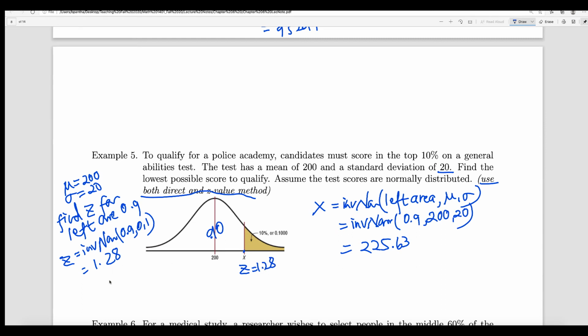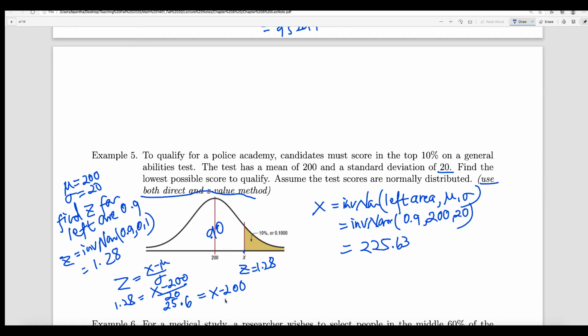Now what formula do you use? You use G equals X minus mu over sigma. So 1.28 equals X, you need to find out X, minus mu is 200, sigma is 20, right? So what do you get? 20 times 1.28 will be 25.6, equals to X minus 200.